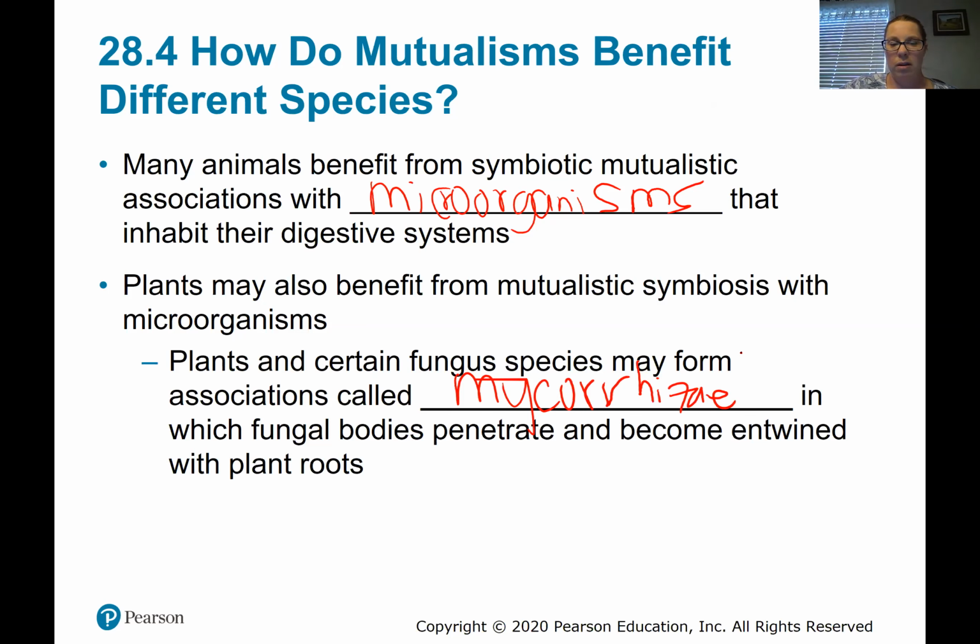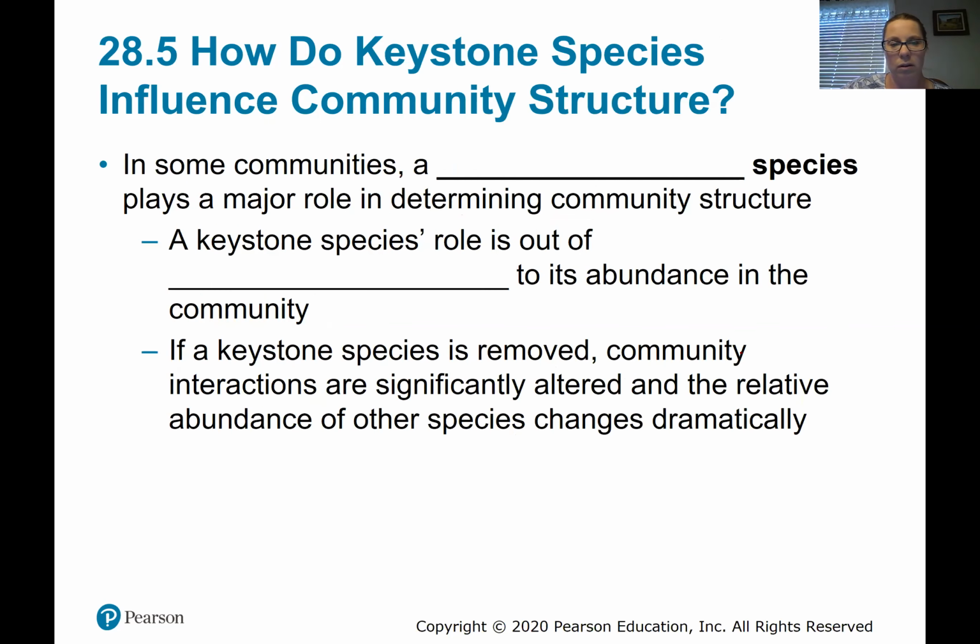In which the fungi help the plant roots absorb more water. The plant roots feed the fungi sugar, and they get along great together. Okay. Now, in some communities, some species have a more important or more influential role than some of the others, and those are called keystone species.